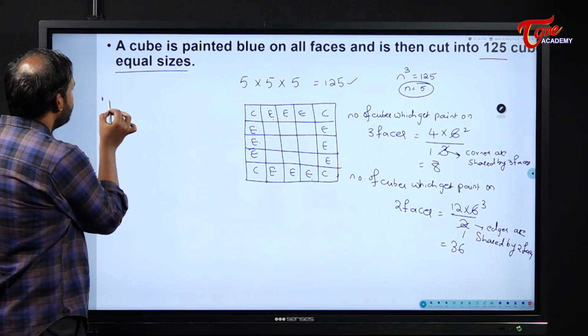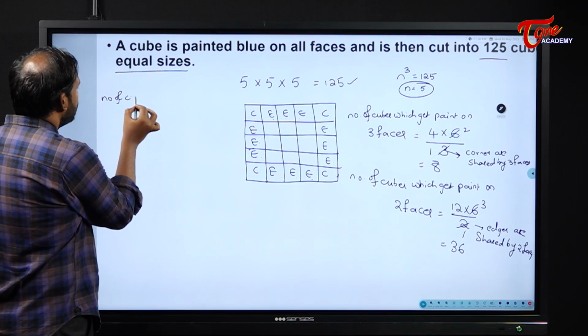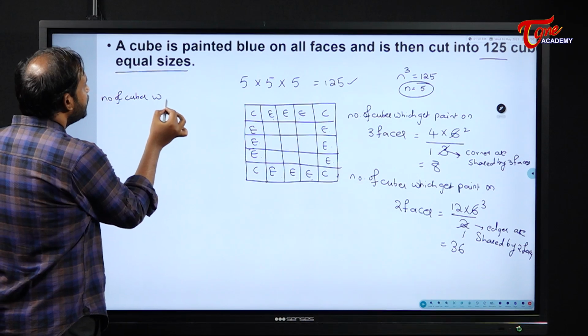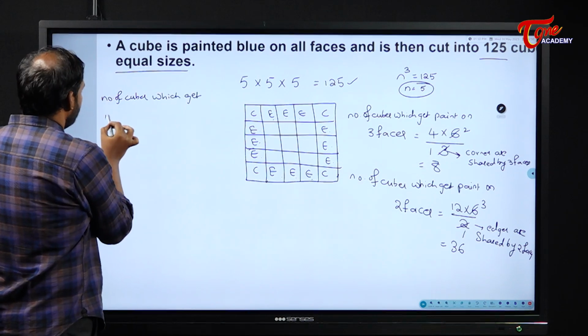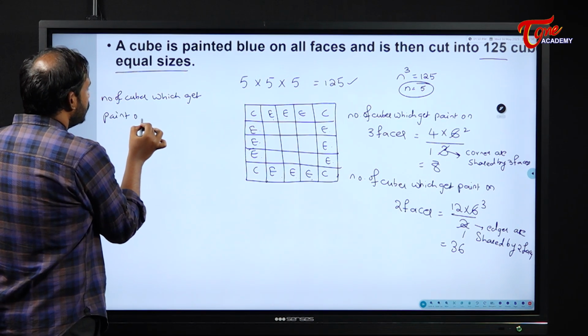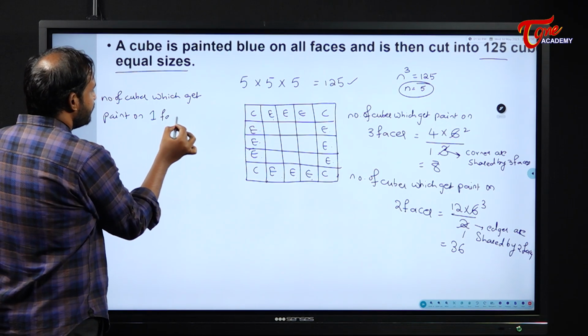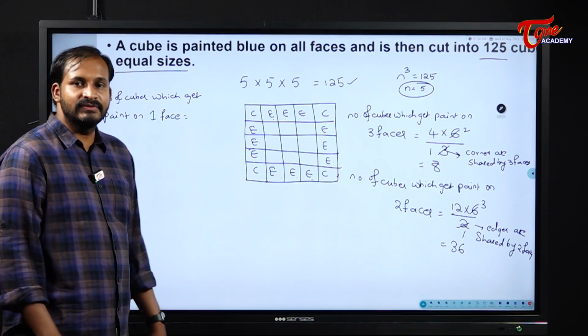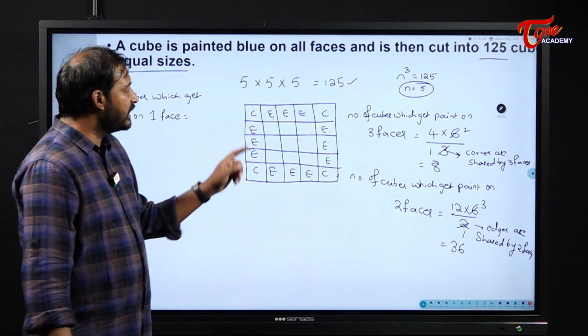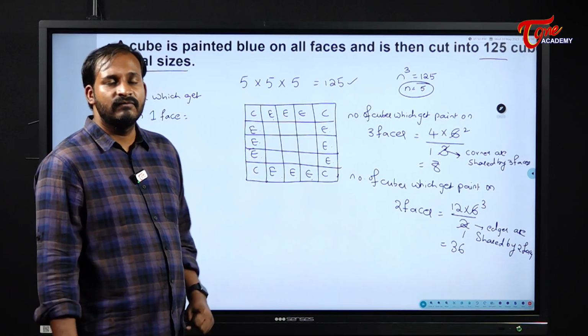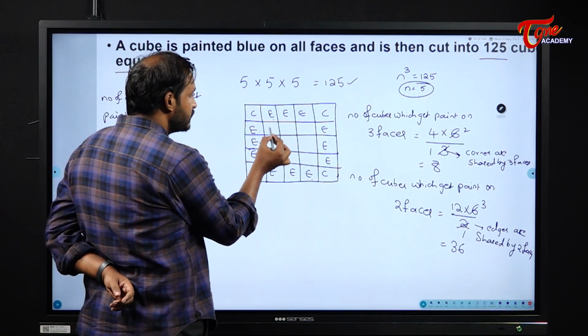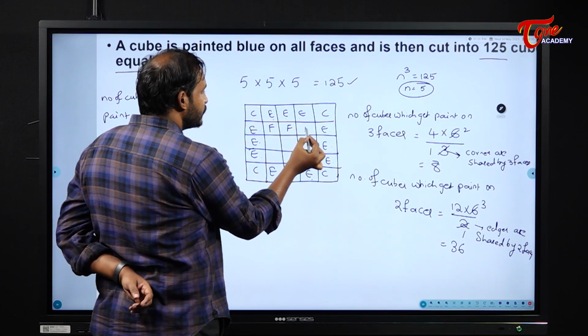Next, number of cubes which get paint on 1 face. Which cubes will get paint on 1 face, students? The face cubes will get paint on 1 face. Where are the face cubes? These are the face cubes for us.